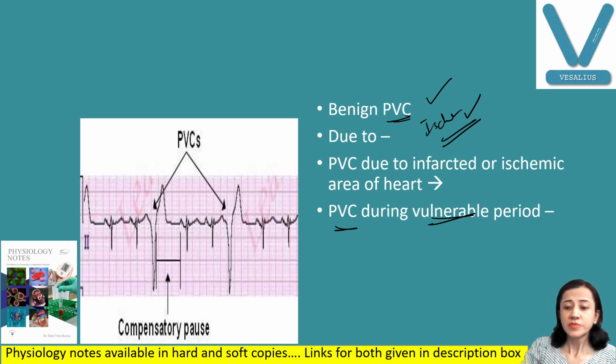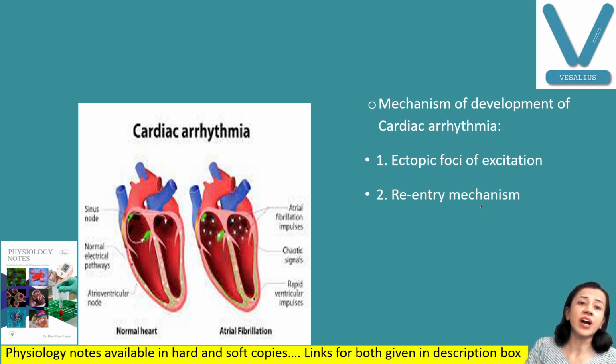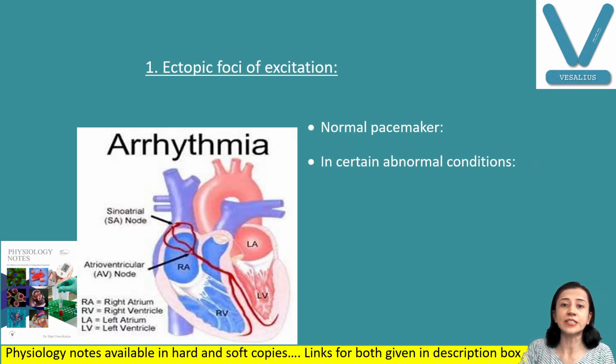Okay. Now, what is the mechanism of development of cardiac arrhythmia? Two mechanisms. Number one is either ectopic foci for the excitation, and second mechanism is re-entry mechanism. We will discuss first, that is ectopic foci.